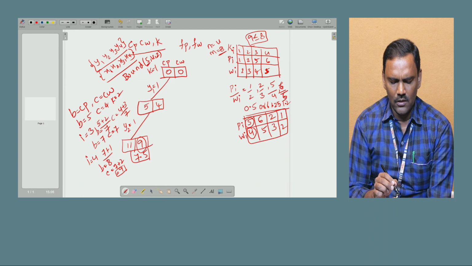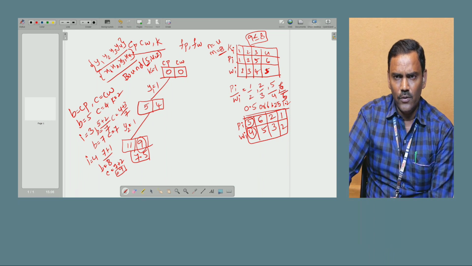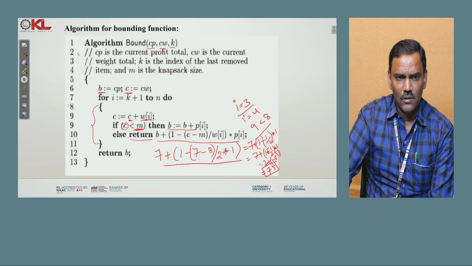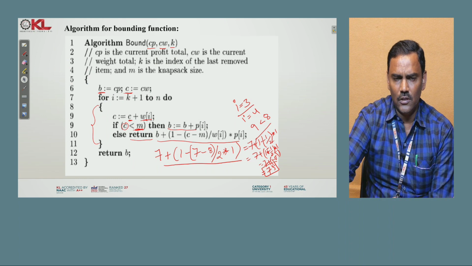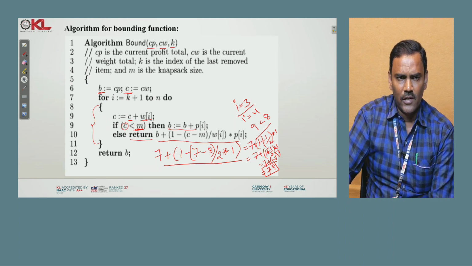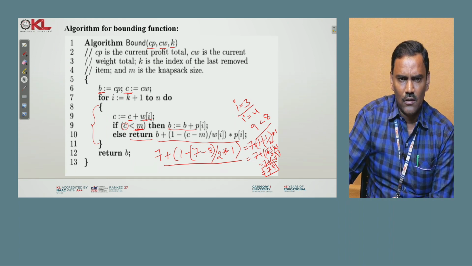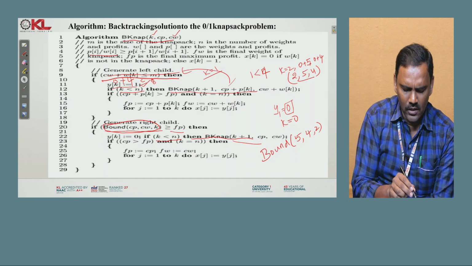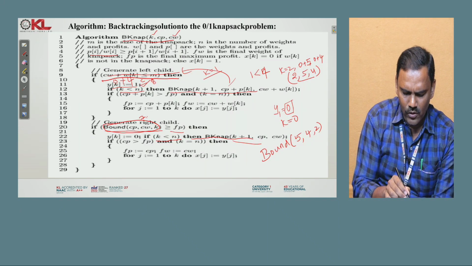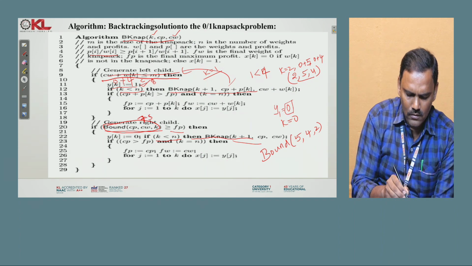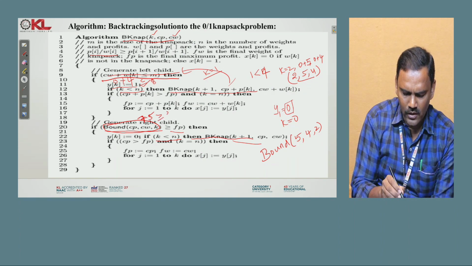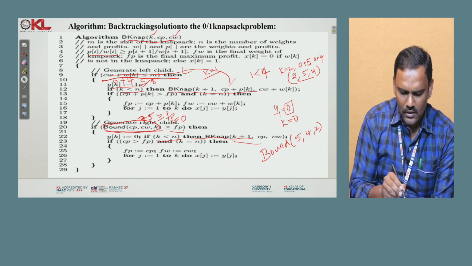Now we will check that bound value with the algorithm here. We calculated the bound value, and now we are checking the bound value 7.5. The 7.5 is greater than f of p. The initial f of p we have taken is 0, so it is satisfying.